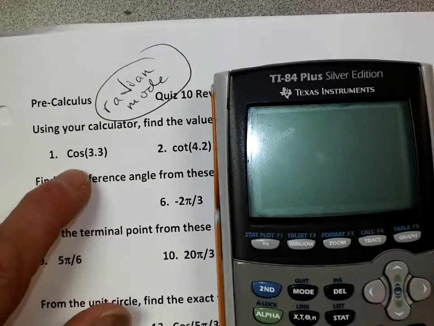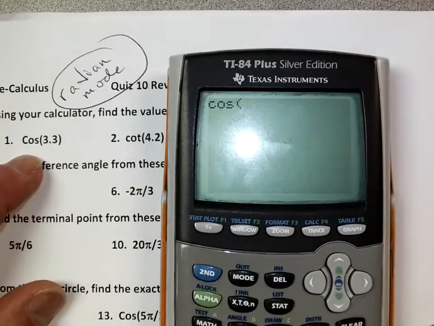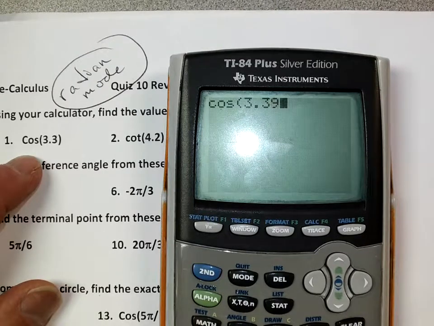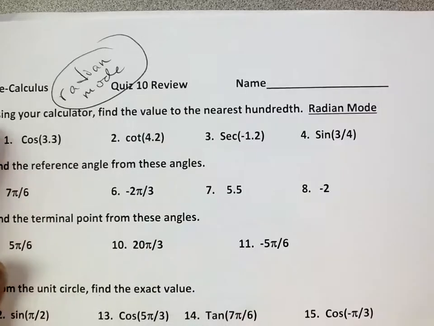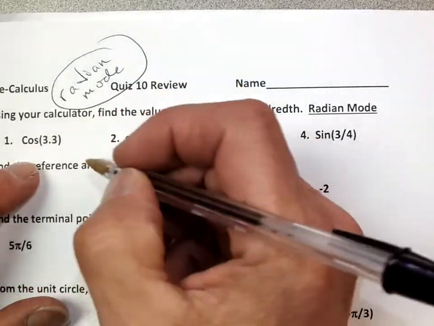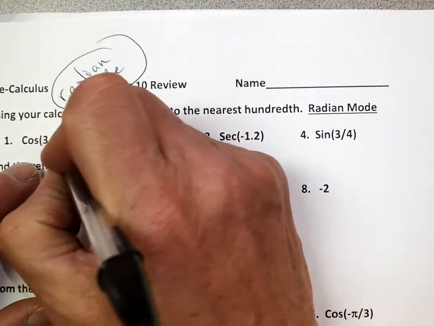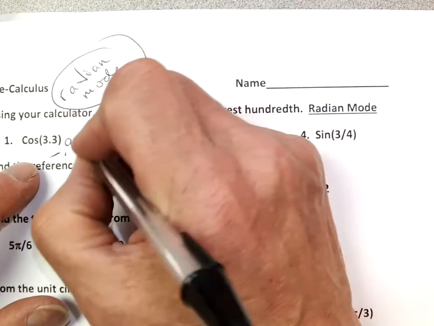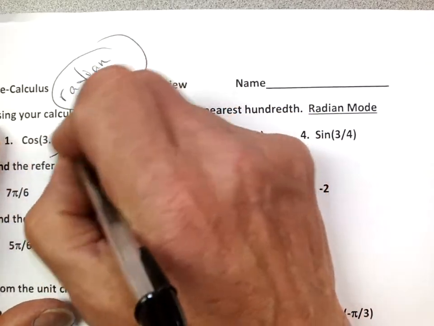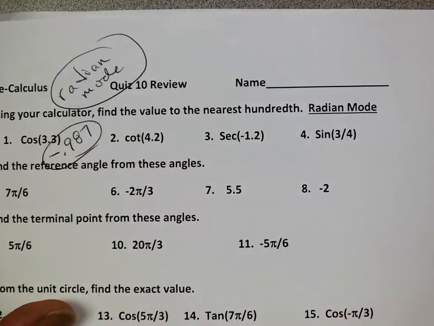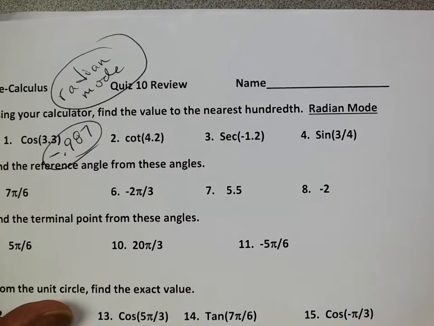So cosine of 3.3. You cannot miss this question unless you're in the wrong mode. You guys agree? Cosine 3.3 is negative 0.987, right? Let's try and go to the nearest thousandth if we can. Negative 0.987. Easy, right?